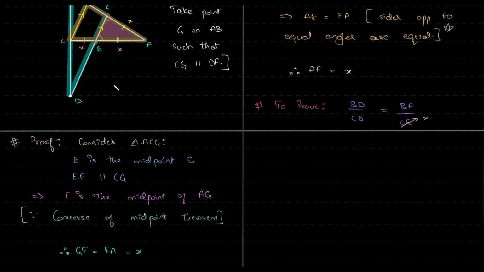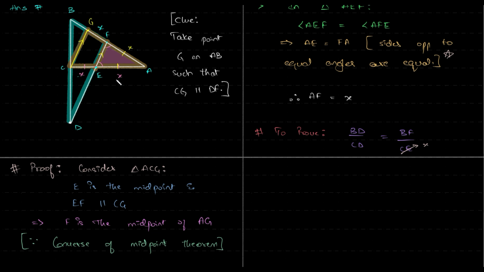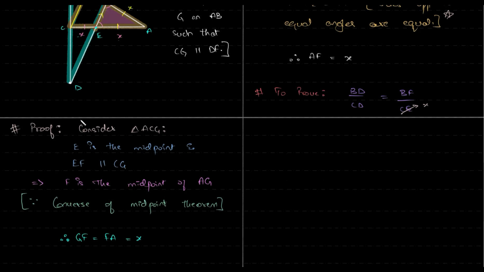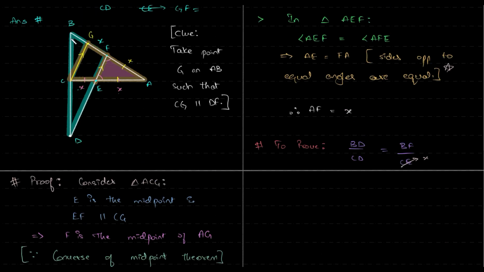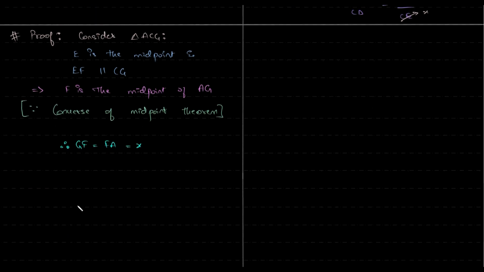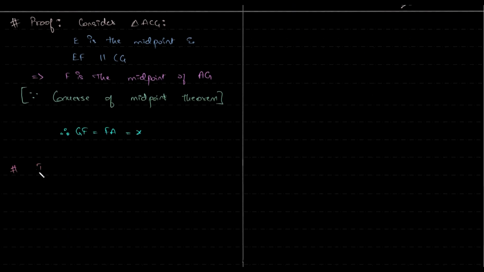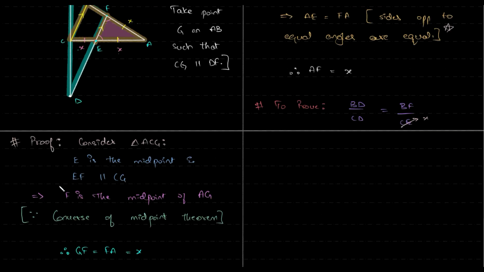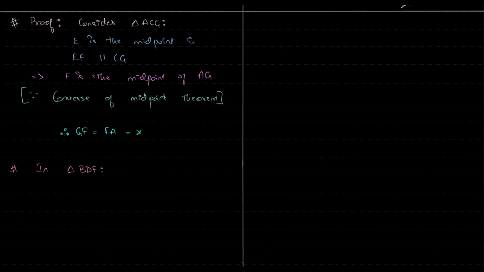Right guys, so with all of this, what can we tell? This is X, this is X, that's X, that's X. And basically we can replace GF with CE. That's it. So let's move on. Next we have to use BPT in triangle BDF. So let's consider triangle BDF. So here DF, not DF, sorry, CG. CG is parallel to DF.